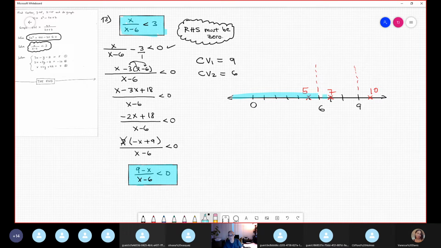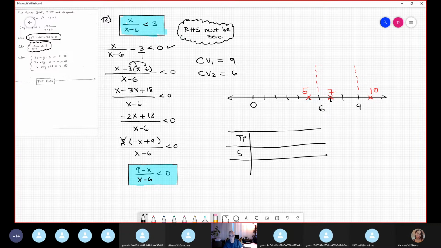What is the guy that represents this region? 7. Okay, I take this candidate to represent in the Congress. Maybe. And 10 is another guy that represents the second, no, the third country. So, I'm using this to create the table. TP, we have 3 testing points, 5, 7, and 10.